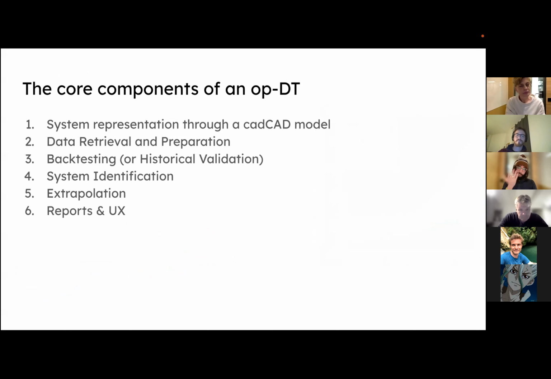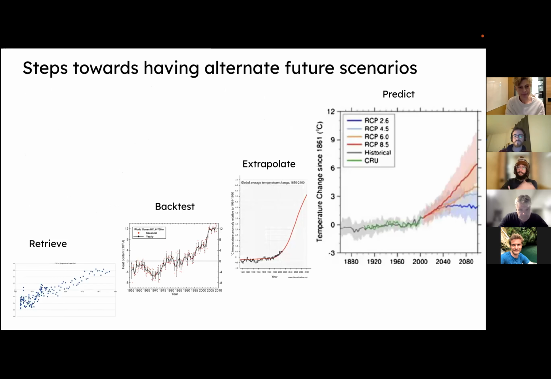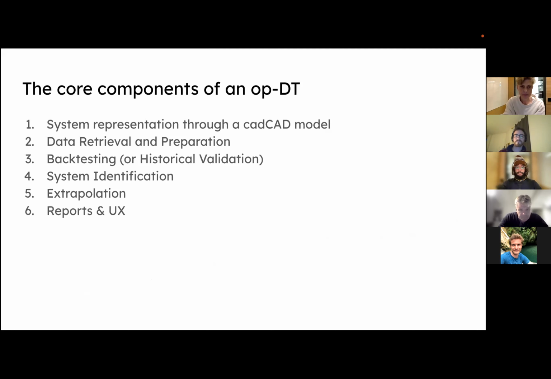Those basic steps in turn generate what I call the core components of an operational digital twin. The first one is super obvious, a cadCAD model. There are also the steps that I laid out before: data retrieval and preparation, backtesting, and extrapolation. But there is also the step of system identification, because in order to extrapolate on prediction, we may be interested in fitting the model against the past data. I'll go into detail in the next workshops. There is a sixth piece, which is about reports, because after all, we need to be able to consume what's being generated from all those steps.